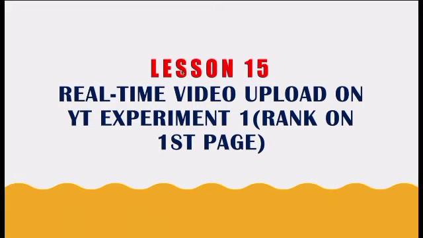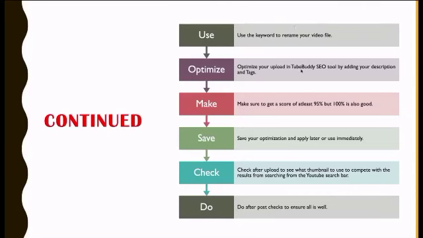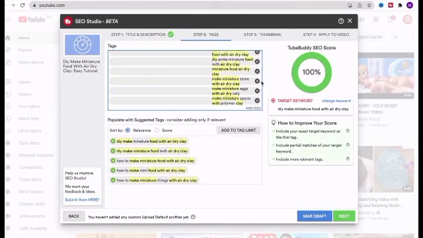So we are already in lesson 15. We are doing a real-time video upload on YouTube. This is a real-time experiment to rank on the first page for a keyword. So that is what we are doing, and this is how we are going about it. So the next thing we have to do here is to use this keyword to rename our video file. Now, where is our video file? Before we go, let us save this draft. So we can save draft, or we can go next.